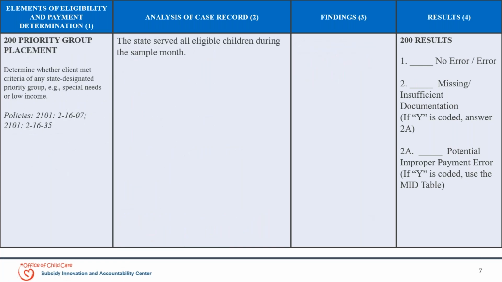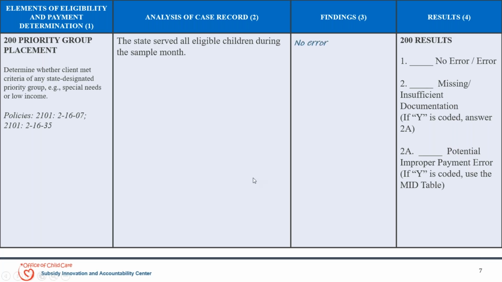All right, let's move on to element 200. I made this one pretty simple. I said that the state served all eligible children during the sample month. And I think that in quite a few of the states on this call, this will be the case for you as well.